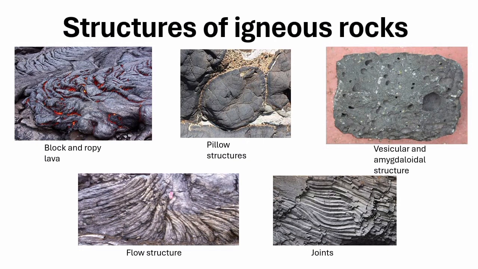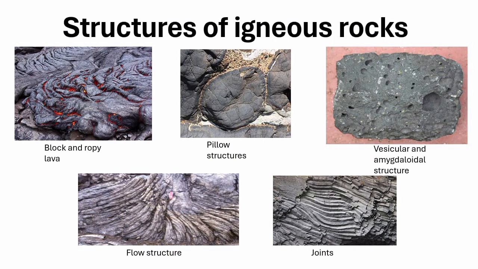They are dependent on several factors like composition of magma, viscosity of magma, temperature, pressure, and presence of other gases and volatiles. The different types of igneous structures include mainly five types, that is block and ropy lava. It is basically a basaltic lava, and then comes the vesicular and amygdaloidal structure. These are actually small vesicles or empty cavities present in the volcanic rock. This is called vesicular structure, and when these spaces get filled with secondary minerals, it is called amygdaloidal structure. Then comes the pillow structure.